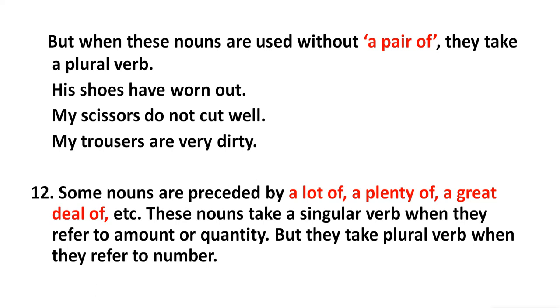Some nouns are preceded by a lot of, a plenty of, a great deal of, etc. These nouns take a singular verb when they refer to amount or quantity, but they take plural verb when they refer to number. देखिए ऐसे हम अक्सर वर्ब यूज करते हैं ना, a lot of sugar, you have used a lot of chalk, और या कुछ भी, मतलब ऐसे कोई सेंटेंस बनाते हैं जहाँ पे a lot of, a plenty of, ठीक है ना, ऐसे यूज करते हैं.